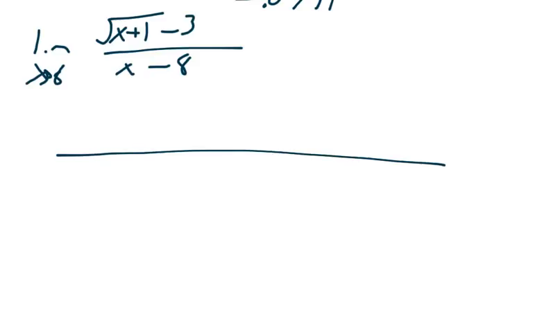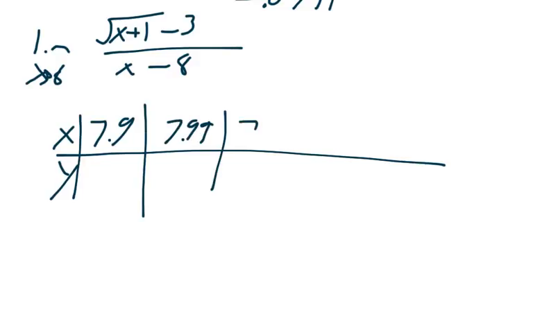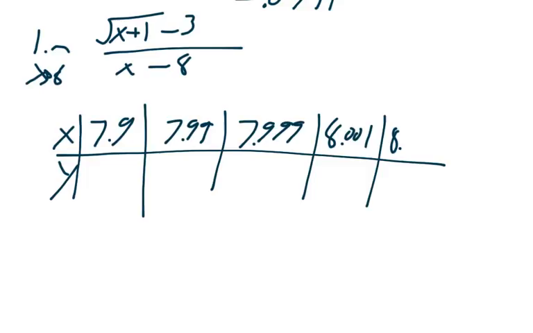1B has the same problem, except we're doing the limit as x approaches 8. So we're going to go to 7.9, 7.99, 7.999, 8.001, 8.01, 8.1. Once again, make sure that you put parentheses around the whole thing.